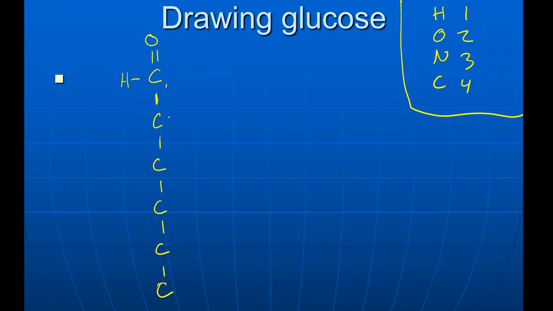To carbon number 2, we're going to add an OH group. Look in your flashcards. What functional group is the OH group? I'll give you a second.